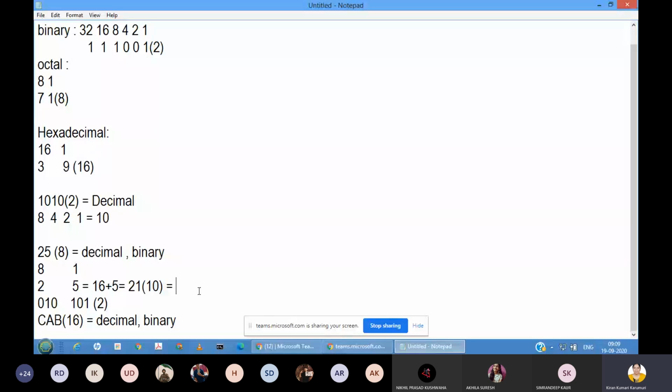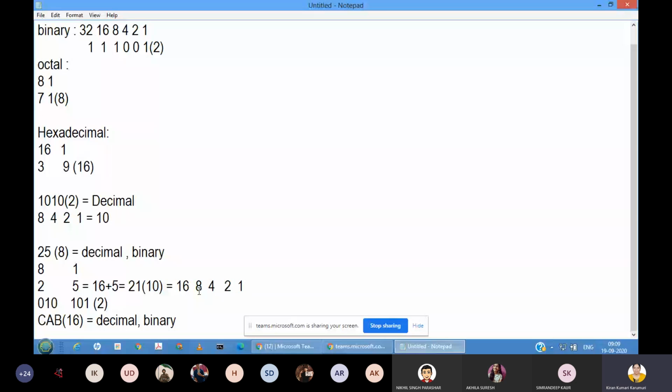Ma'am, can we convert letters also to binary? Letters मतलब? A, B, C, D. Sorry, letters also will come.